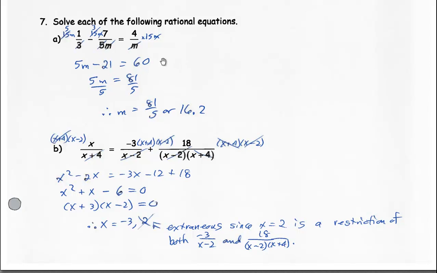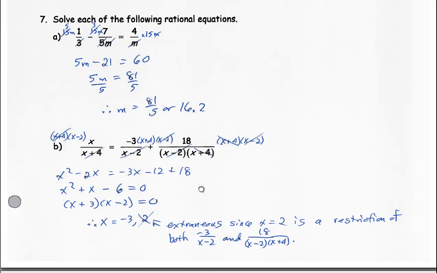So add 21 to both sides, or bring the 21 over and add it to the 60 to make 81, and we divide out the 5. So 81/5, or about 16.2, actually it's exactly 16.2, is the answer for 7a here.